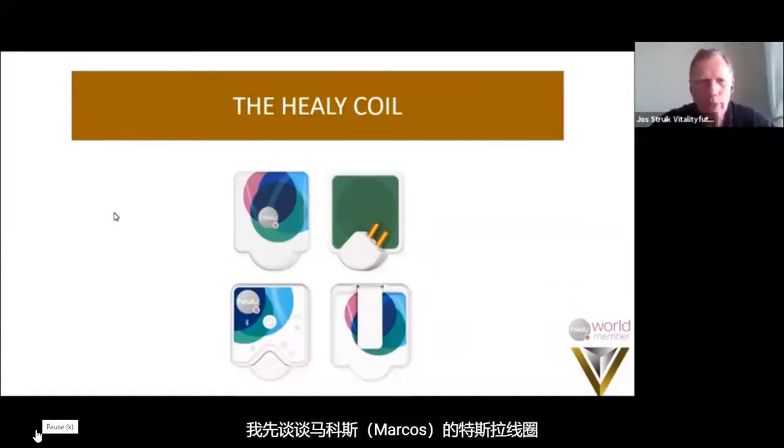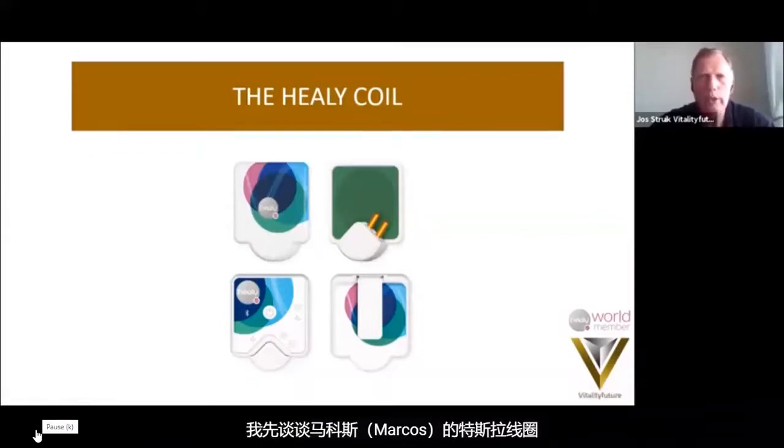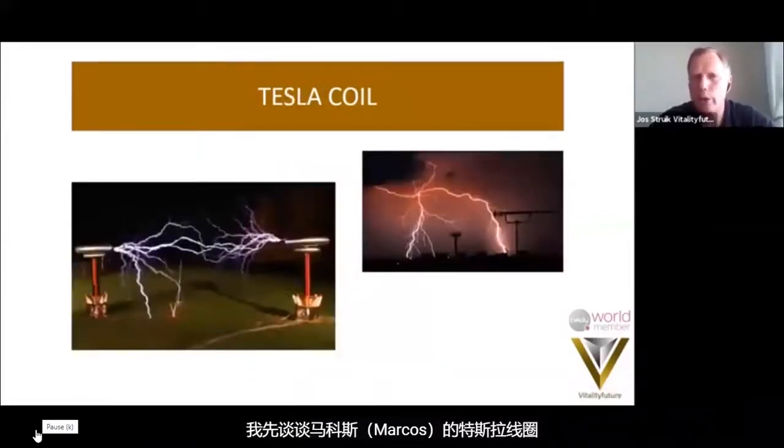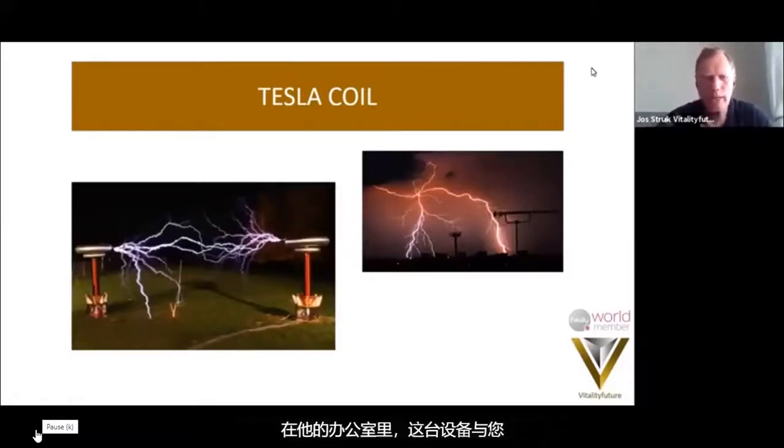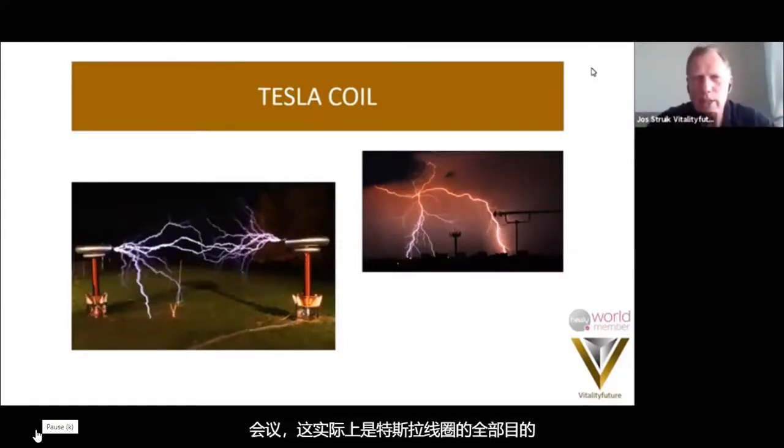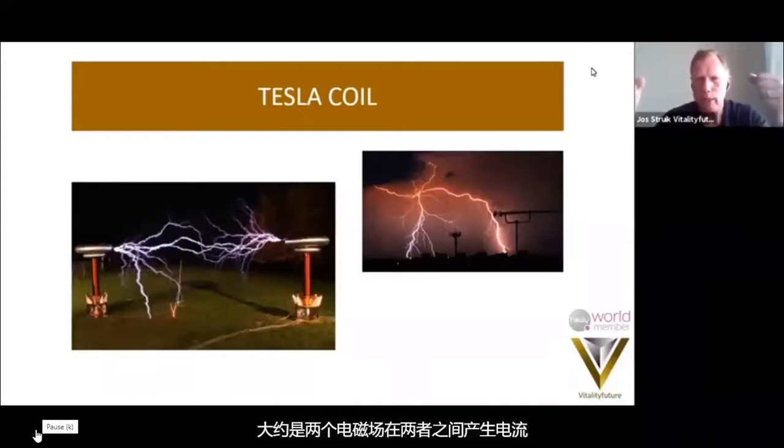To explain it, I first talk a little bit about the Tesla coil. As Marcus has said often, he's a very big fan of Tesla, and he also has in his office this device with which you can make current, the Tesla coil. He showed it to us in one of his meetings. This actually is what the Tesla coil is all about: two electromagnetic fields creating a current in between.